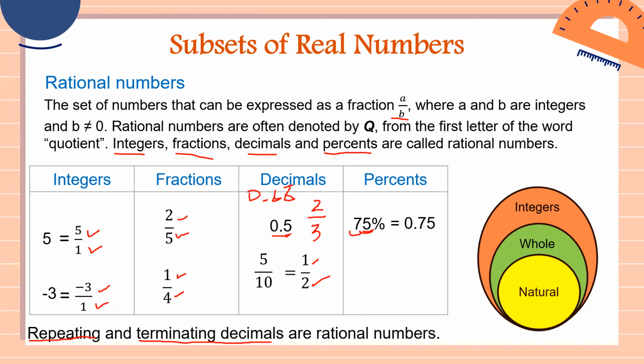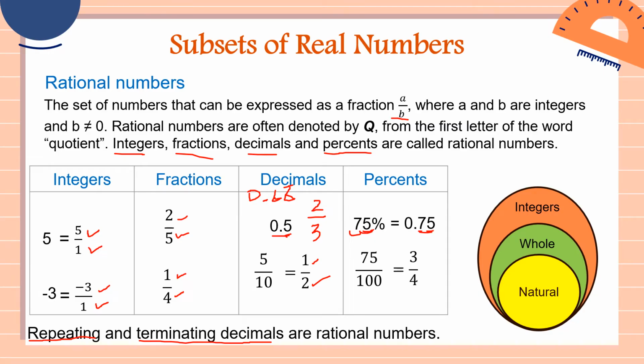And then 0.75, we can write this one as a fraction, right? So 0.75, once again, place value, tenths, and then hundredths. So therefore, that would be 75/100. Can we reduce? Yup, we can reduce. We can divide this one by 25. So 75 divided by 25 would be 3, and then 100 divided by 25 would be 4.